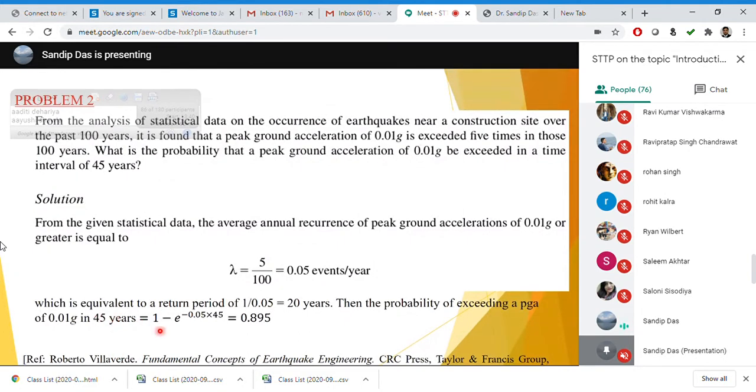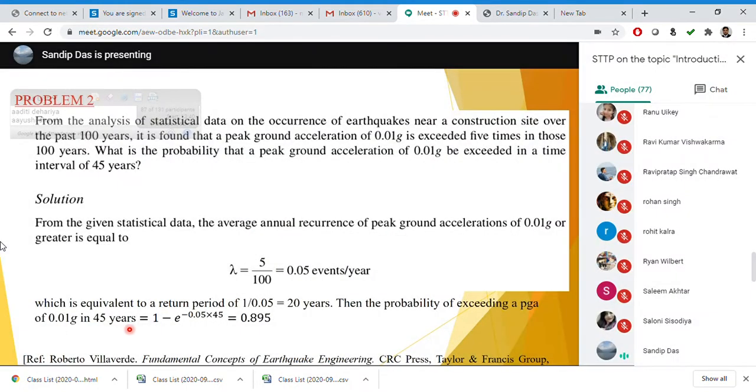So it says that it is really quite hazardous. That means in 45 years, the chance of this particular G, 0.01, which is quite small, being exceeded is 0.895. So it is very close to 1. So you can say that it is very likely that this thing will get exceeded eventually. Okay.